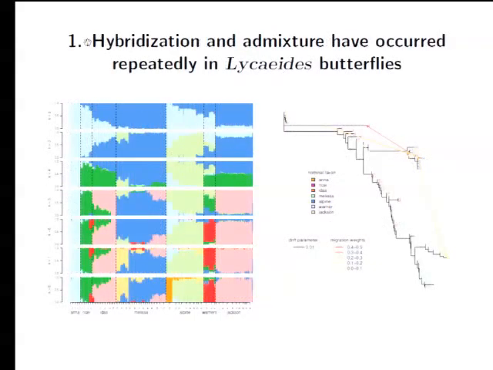So what I hope I've shown you is that hybridization and admixture have occurred repeatedly in Lycaeides butterflies. They're not something that's necessarily incidental, but rather they seem to be tied to diversification. Their exact contribution to speciation is unknown, but given the large proportion of the genome that's almost certainly involved in adaptation in any sense, there's almost no question that alleles from both species matter in adaptation.